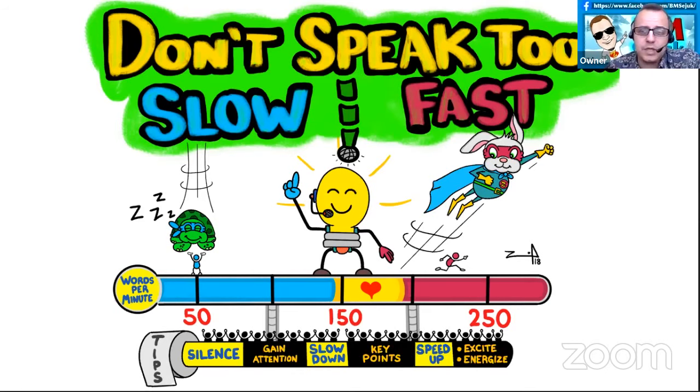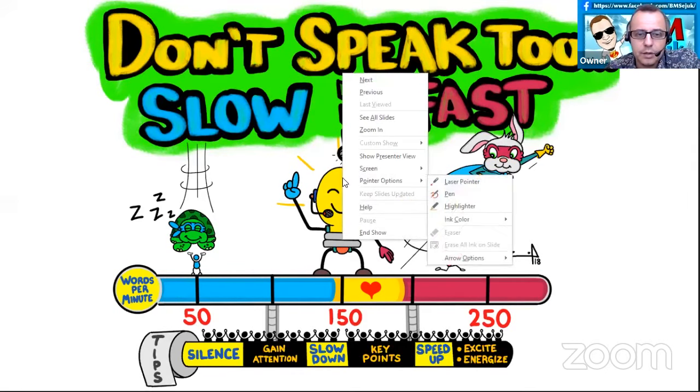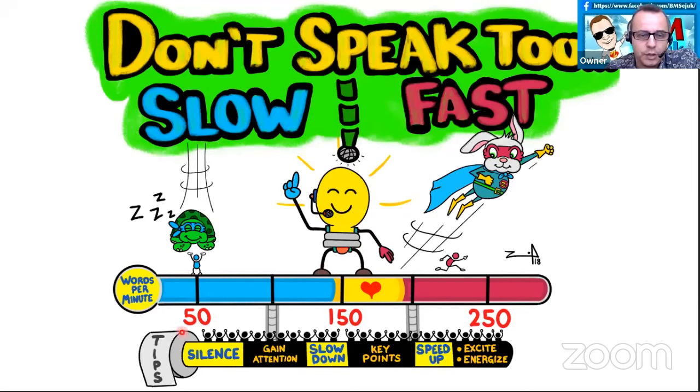So if you see here, let me put on my laser pointer. Do you see my laser pointer here? There's actually a sweet spot here between 150 and 190 words per minute, which I'll look at next.